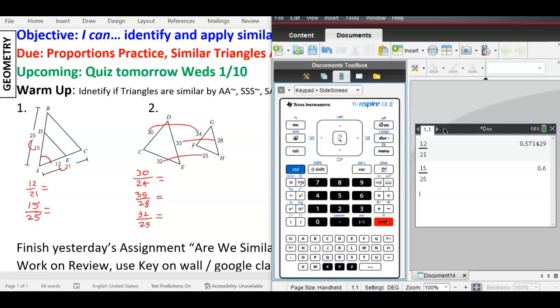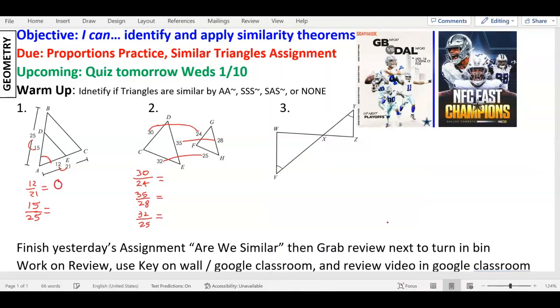No. Okay. 0.57 and 0.6 are close, but they're not exactly the same. And I know they might even round to each other, but they're not close enough for rounding, okay? These are not exactly the same. So this is not proportional.